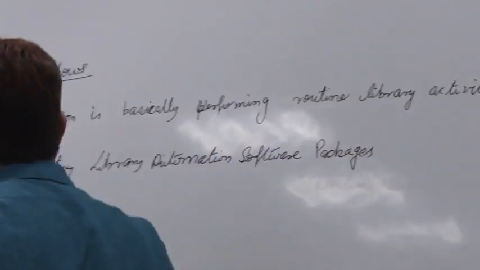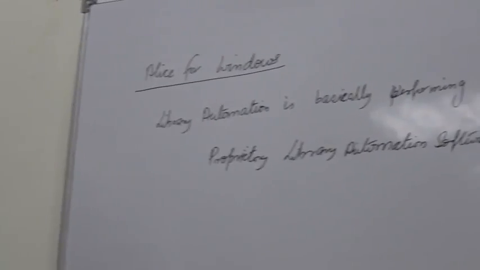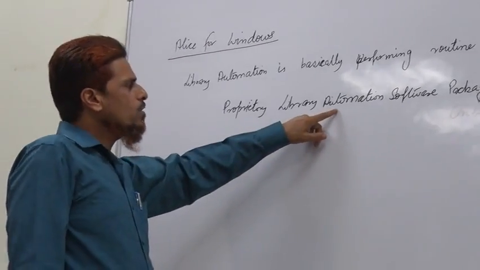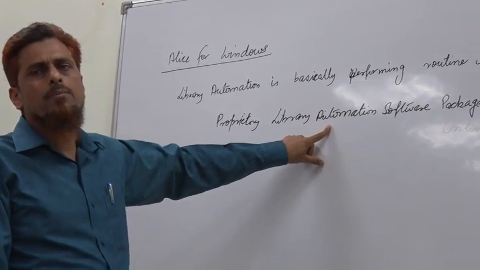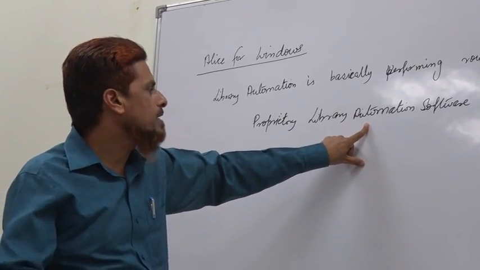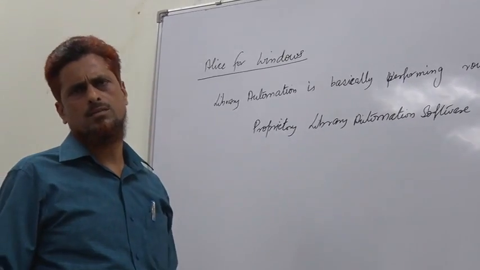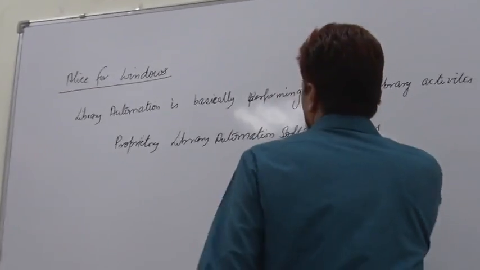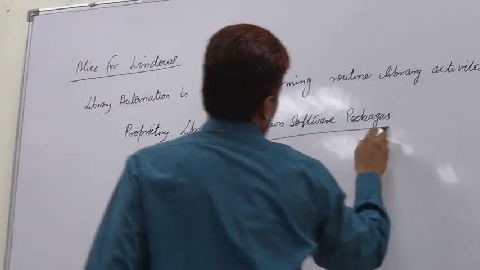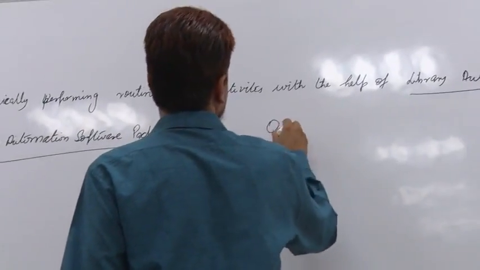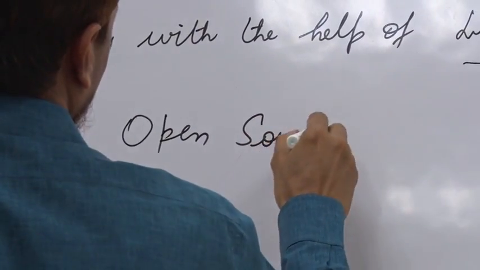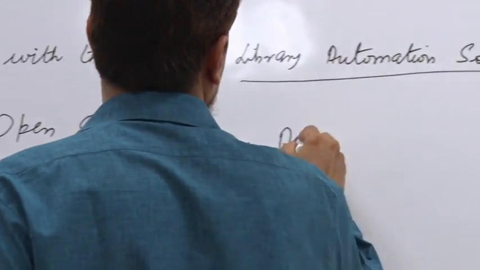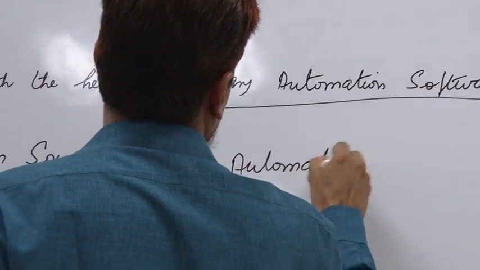I would also like to tell you that in some of the books, as well as in some of the articles, instead of automation, you may come across the word library management software packages. Both are being used by different authors. Now, proprietary library automation software packages, then open source library automation software packages.